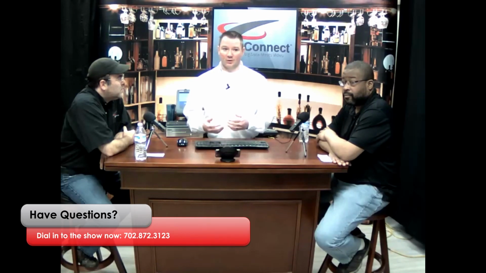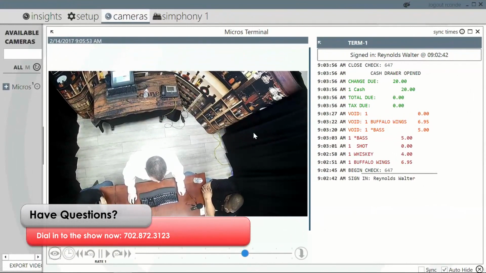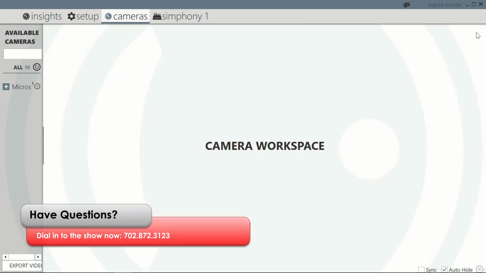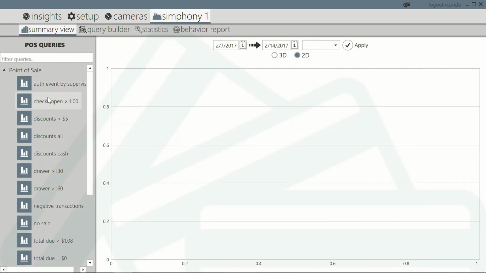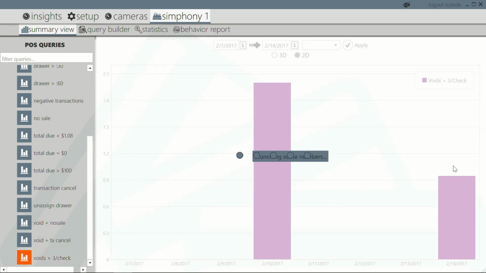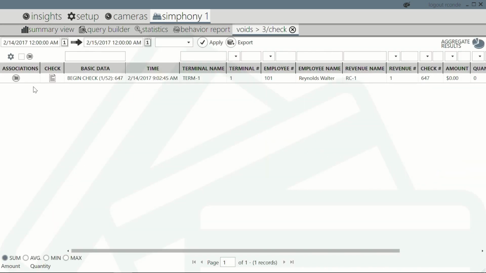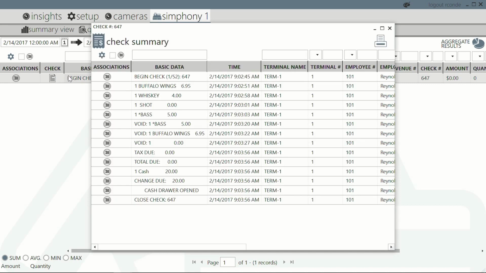And so what we'll go ahead and do now is we'll actually go into the eConnect software, and we're going to go ahead and do a search for this particular check that we just did. So we'll go into our point of sale, and we can go down to voids, 3 or more per check. We can graph it out, and we can see that we have 1 of those today. We can take a look at the check, and we can see that the 3 items were rung up. And then about 20 seconds later, they were all voided off, and then it was tendered to cash. Total due of 0.